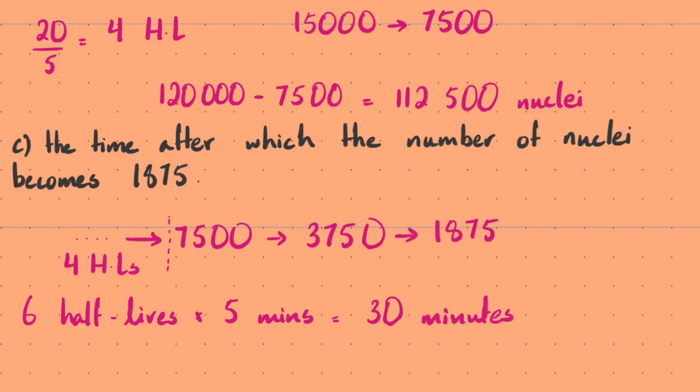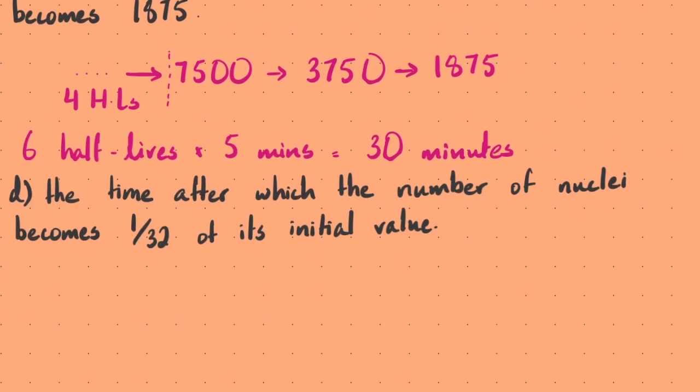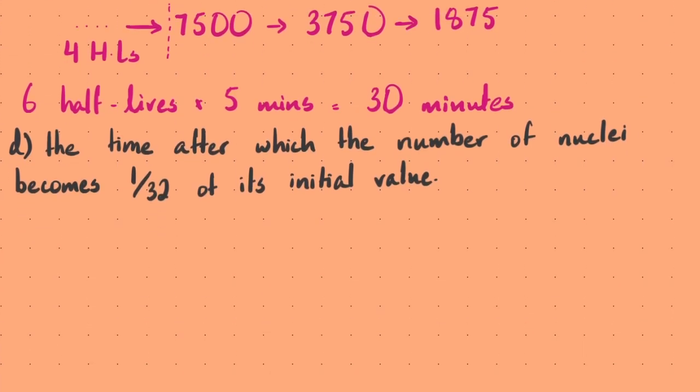The last type of question. The next question is this: the time after which the number of nuclei becomes 1/32 of its initial value. Now we could do this question using exactly the values of the initial number of nuclei that we have. But because you can have a question like this in your exam where you would not have the number of nuclei, this is why I want to do this symbolically without using the initial number of nuclei.